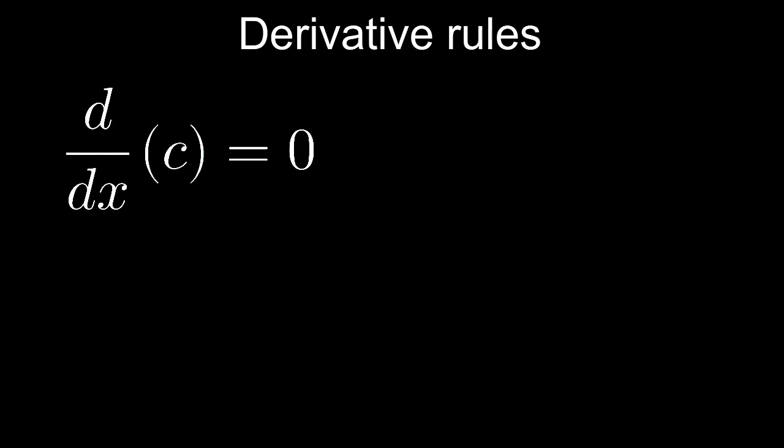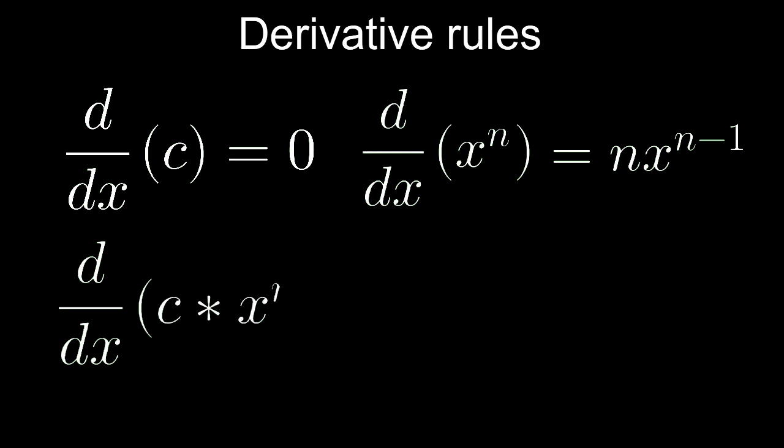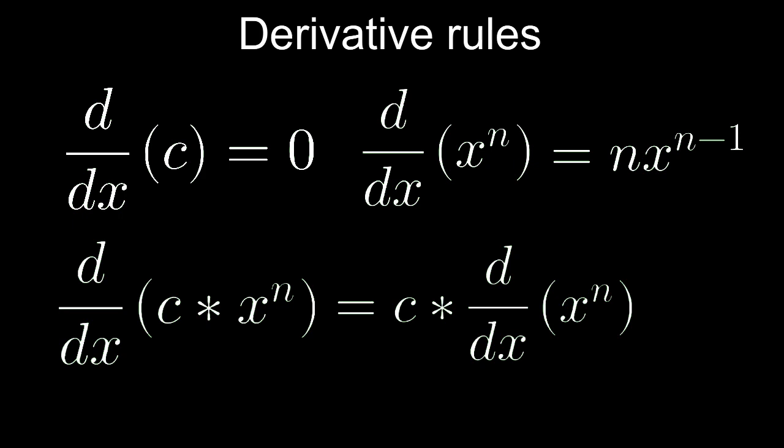Let's get into the derivative rules. As I mentioned earlier, the derivative of a constant is 0, and now the power rule. The derivative of x to the n is n times x to the n minus 1. And then now the constant multiple rule. The derivative of c times x to the n is c times the derivative of x to the n.